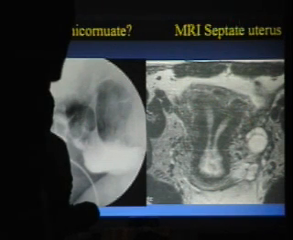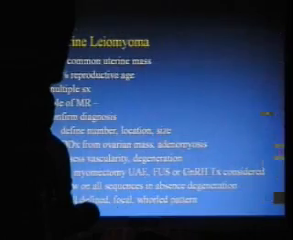The surgeons then want to know what is the septum, what's it made of, is it fibrotic tissue or is it myometrial? So you tell them how much is fibrotic and myometrial. This stuff can easily be removed. This cannot because it's obviously very vascular.